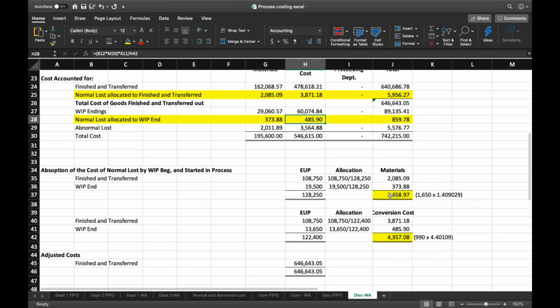So the cost of finish and transferred is not 640; it will now be adjusted to 646. All of the cost of normal loss will be absorbed by the finish and transferred. So how did we get 646? You can also add that 640 plus 2,085 plus 3,871.18 equals 646,643.